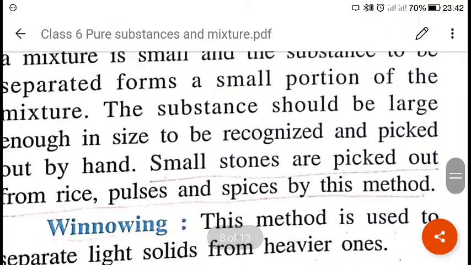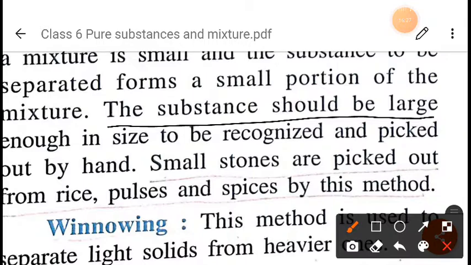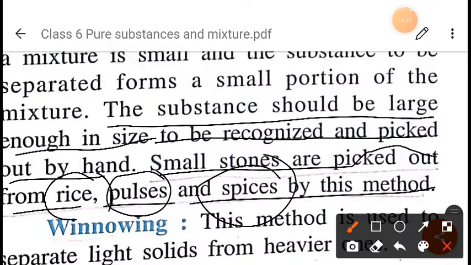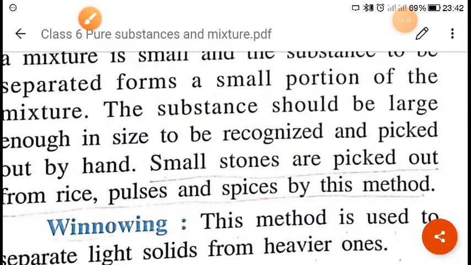Next, the substance should be large enough in size to be recognized and picked out by hand. Small stones are picked out from rice, pulses, and spices by this method. Whatever impure substance is present in the mixture should be bigger in size, so that we can recognize it and easily pick it. Through this hand picking method, we separate small stones from rice, pulses, and spices, as I have already given you examples. I hope you have understood this.